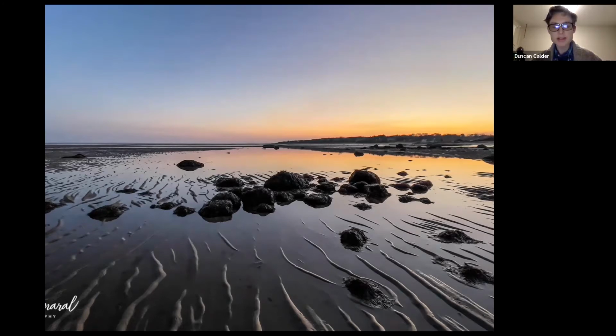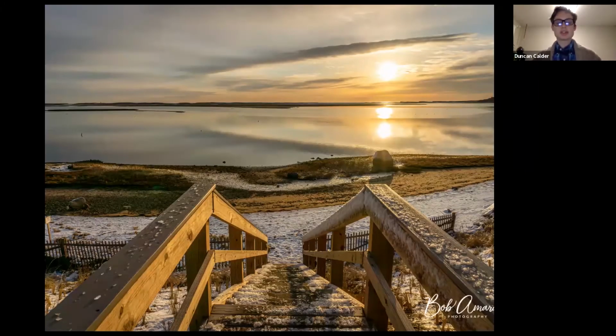So here's another that really shows an image where someone was using, or not someone, Bob here was using a wide angle lens.